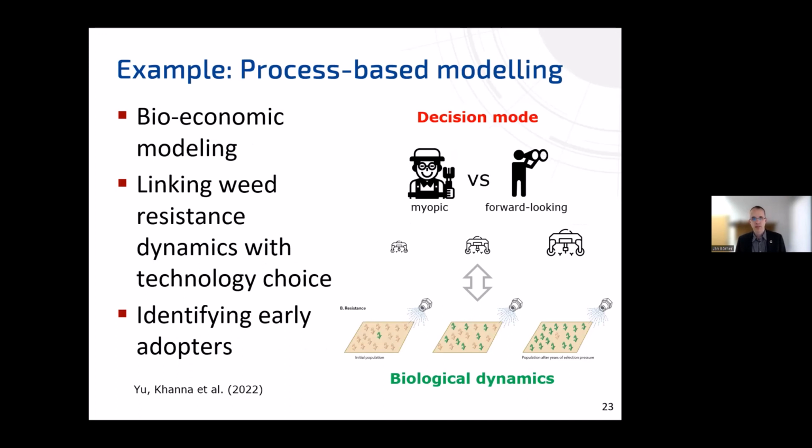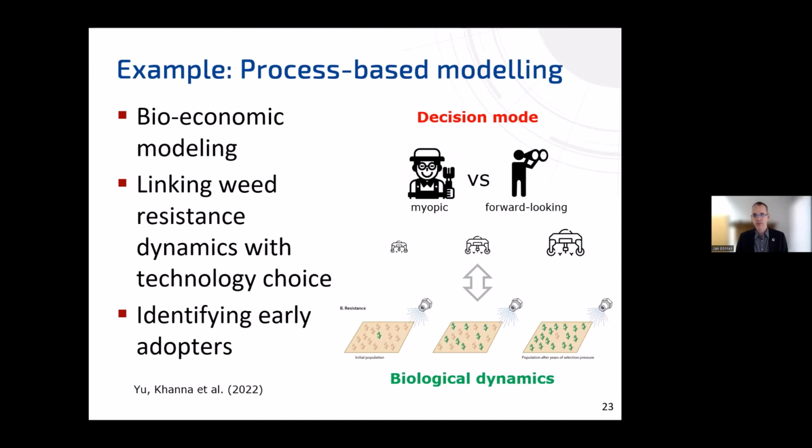They looked at a bioeconomic model, so they're combining biological dynamics with decision-making. And here, the biological dynamics are in weed resistance dynamics. So we all know spraying can over time lead to resistances of some weeds. The more resistance you have, the less profitable is your spraying technology. So what they did is they combined different types of decision-making modes. A myopic farmer who just thinks about the next year, and a forward-looking farmer that takes into account future weed pressures, for example, and also future costs and benefits.